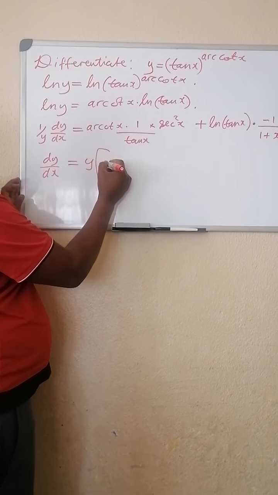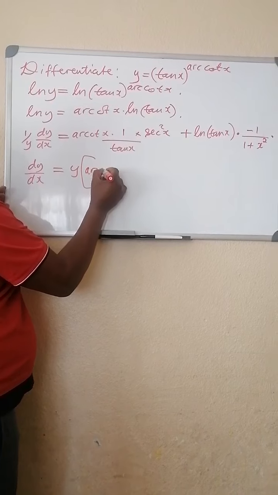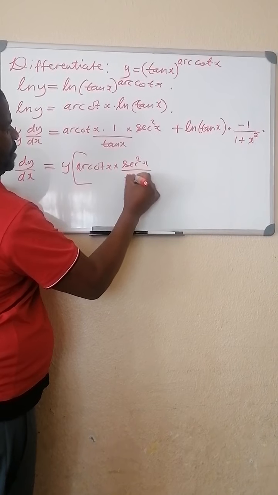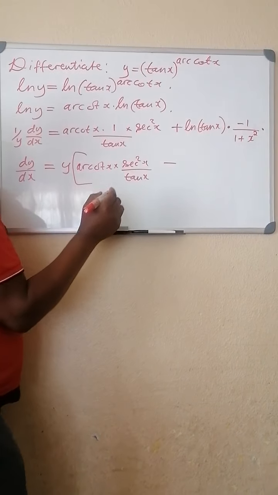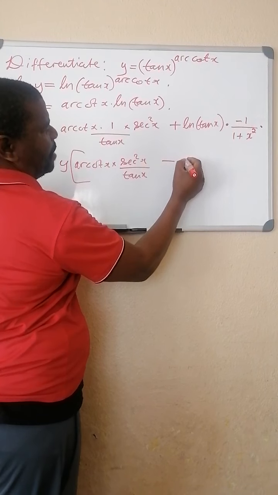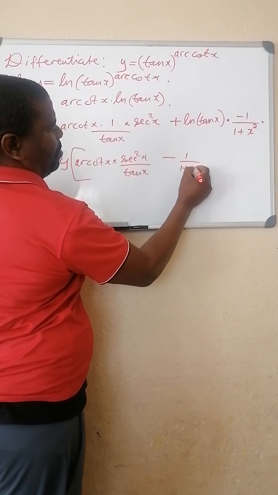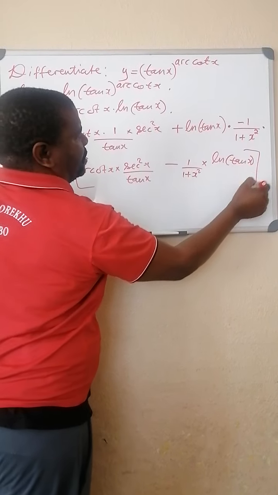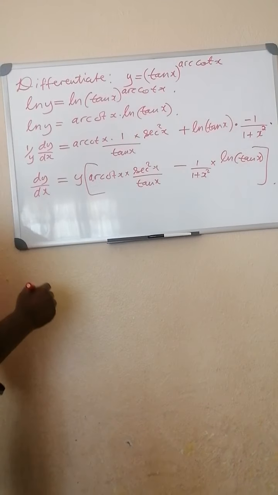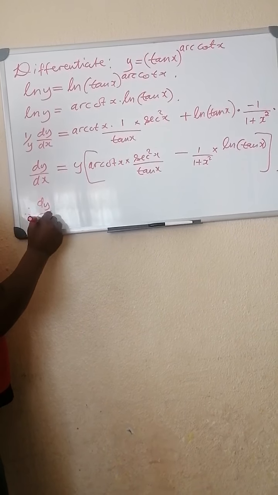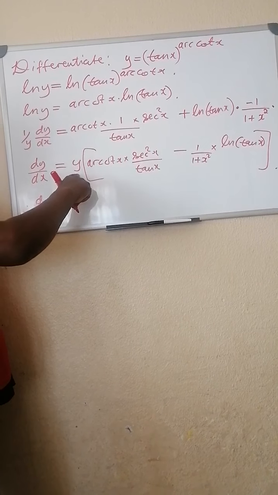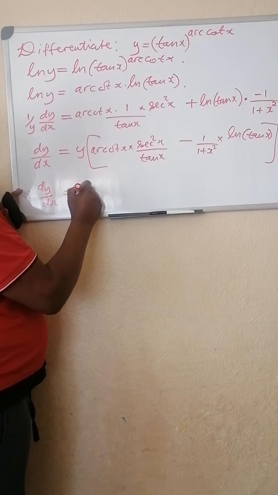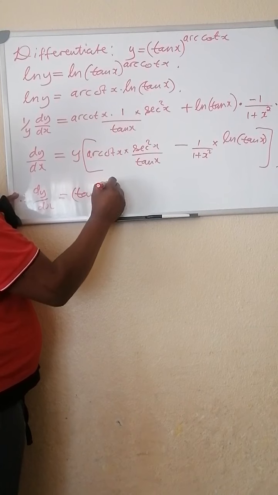When we simplify this, we have arc cot x times sec squared x over tan x, minus 1 over 1 plus x squared times ln of tan x. Finally, what we need to do is put back what this y is. Now this y is tan x raised to arc cot x.